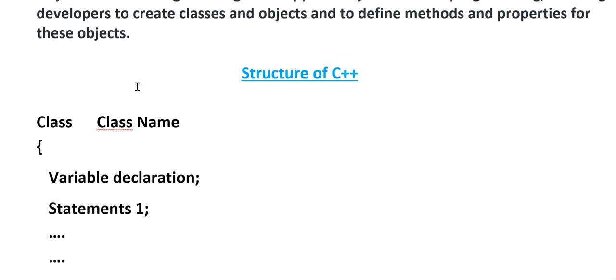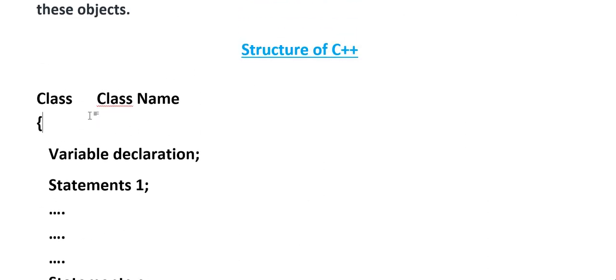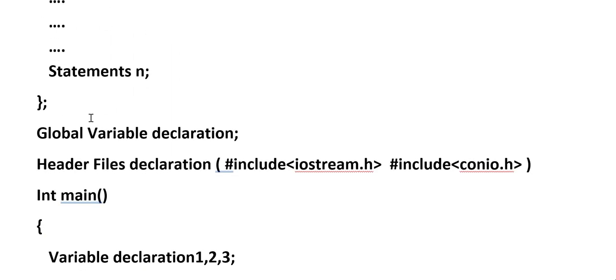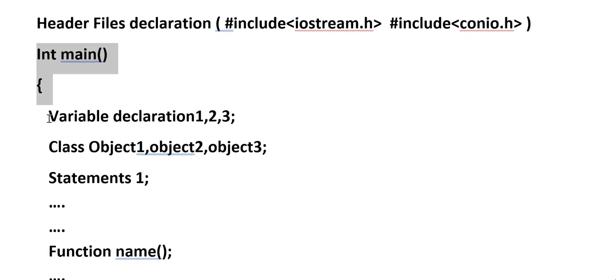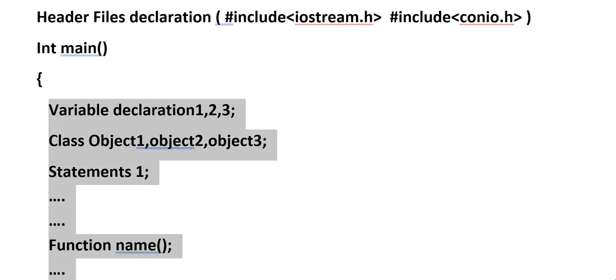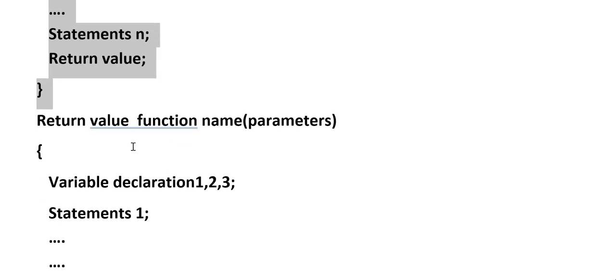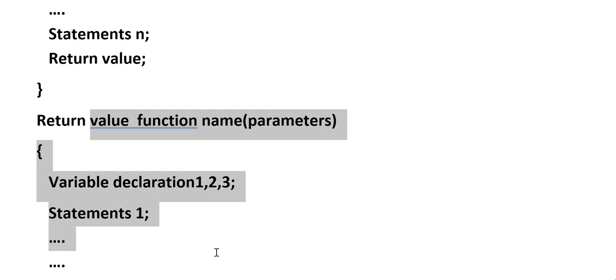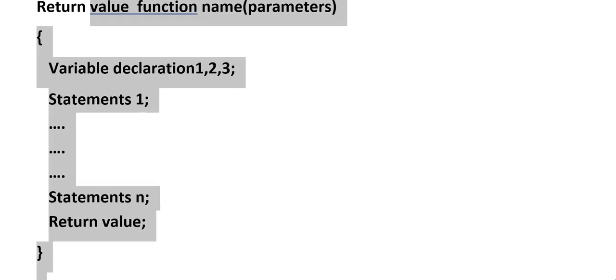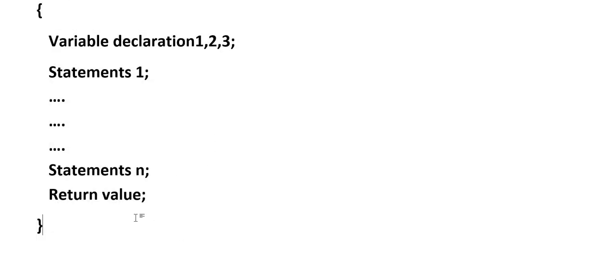Again I will show this structure of C++. Here: class declaration, global variable declaration, header files declaration, main function declaration, main function, variables and class objects and statements, function name declaration, return value. User defined function declaration, variable declaration, statement declaration. This is the structure of the C++ programming language.